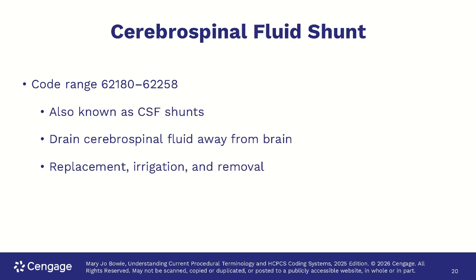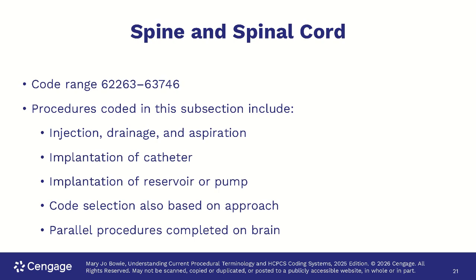Next up, we have cerebrospinal fluid shunt procedures, which involves shunts that are reported with code 62180 through 62258. And these shunts are placed to drain fluid away from the brain. In this particular code family, you also are going to see codes for replacement, irrigation, and taking out those shunts.